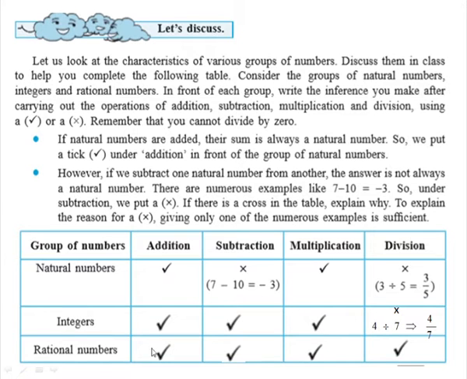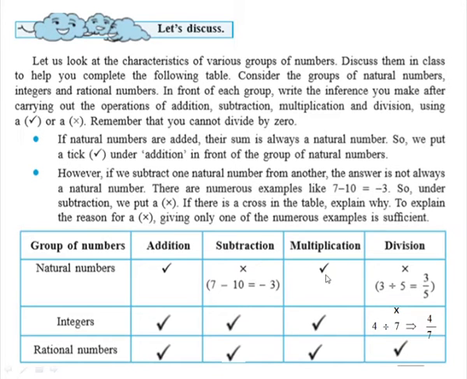But if you subtract a bigger number from a smaller one, then the difference does not come in the set of natural numbers. Hence we will put a cross mark in the set of subtraction. Here you can take so many examples. 15 minus 25 is again negative 10. Again, negative 10 is not a member of the set of natural numbers.